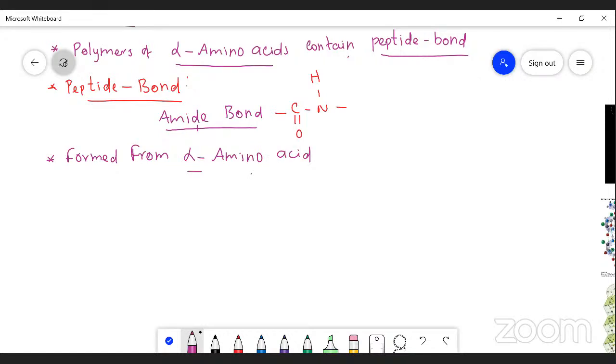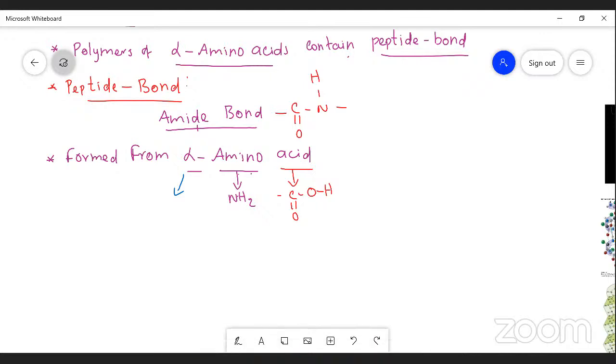What is alpha amino acid? First, alpha means next to the functional group. Amino means the NH2 group. And acid is the group C double bond O and OH. This COOH is the functional group. Next to the functional group, there is a carbon, known as the alpha carbon, and the NH2 group is attached there. So we call these alpha amino acids.